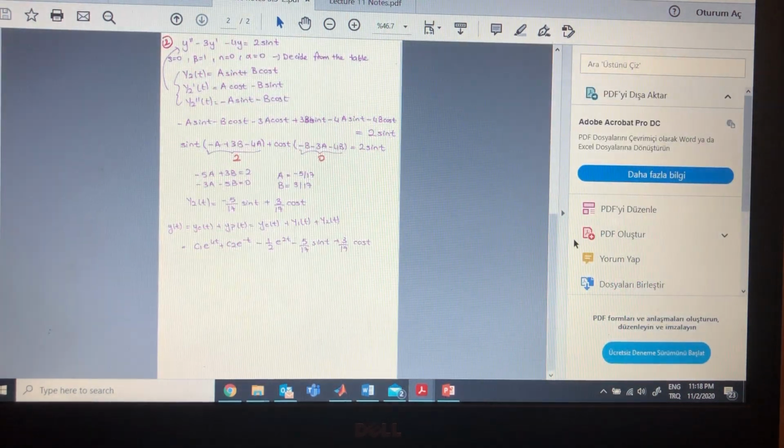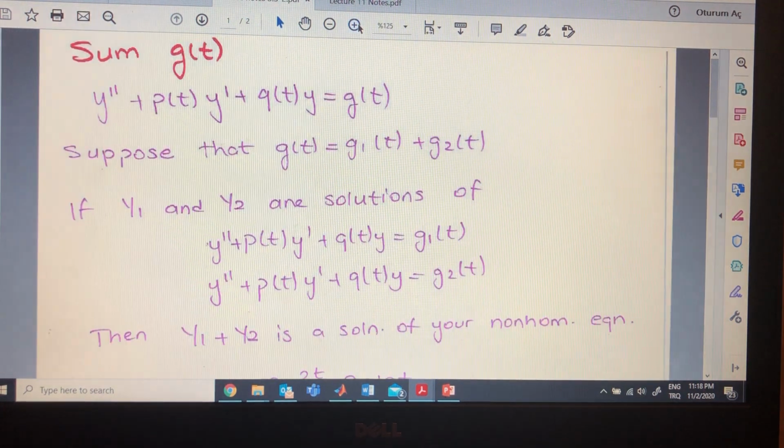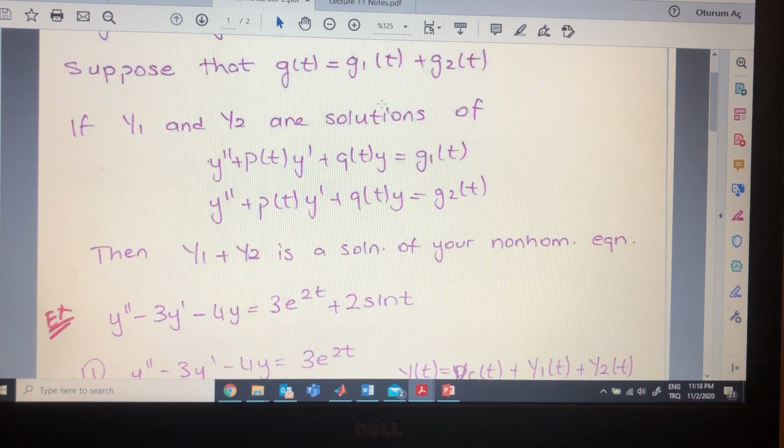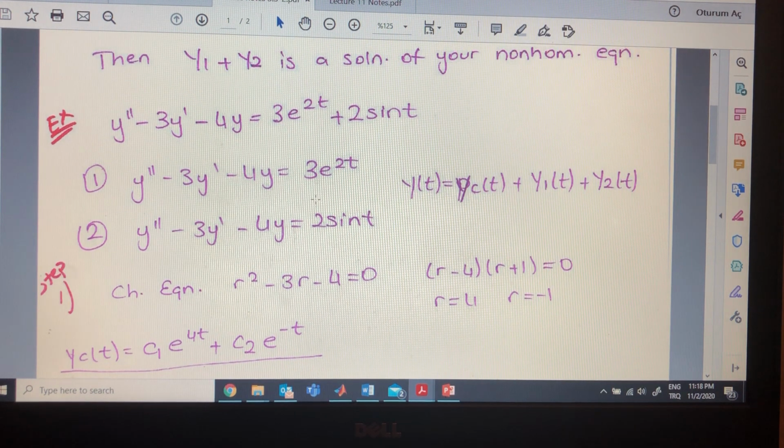And another example I want to show you here. This is the third example. And in your Pearson MyLab, you can find different examples. Again, this time we have two functions as a sum on the right hand side. One of them is exponential, one of them is sine. So I can use the method of undetermined coefficients for both. That's why I will solve them separately, and at the end I will sum the solutions. Okay, you can do that.